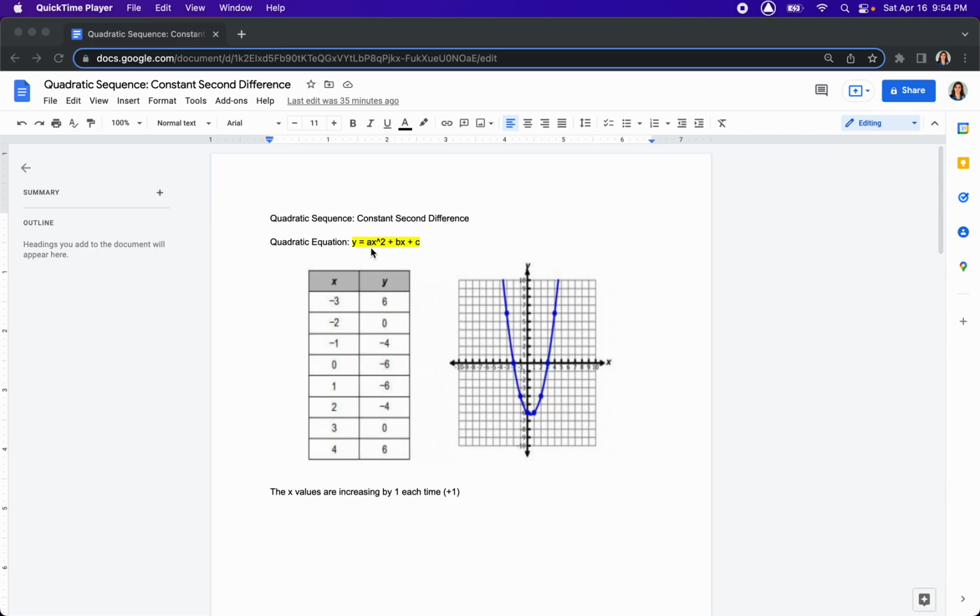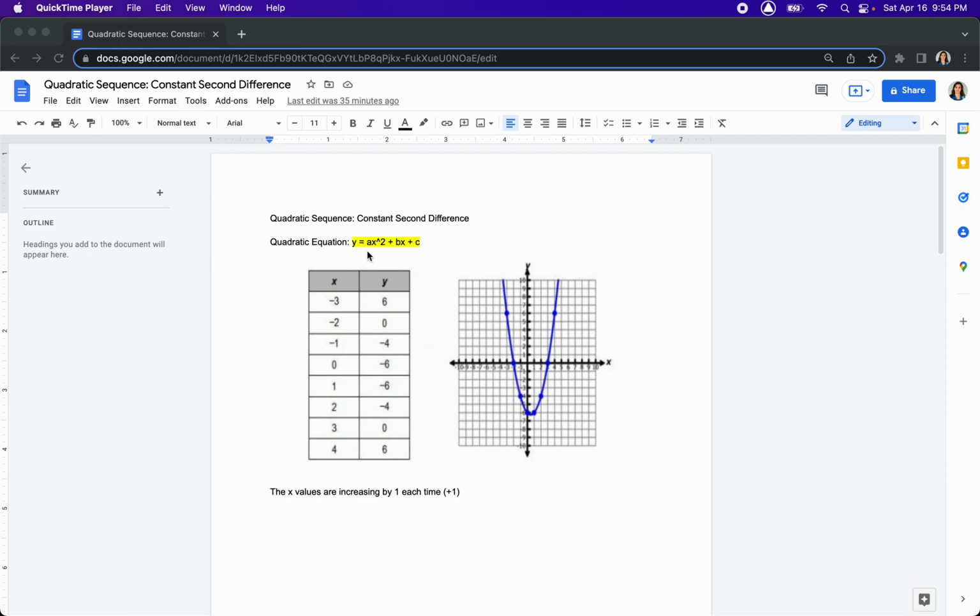An alternative to deriving the coefficients a, b, and c for the quadratic equation. The standard form equation for quadratics is y equals ax squared plus bx plus c. So here's a random quadratic equation. Here's the table for it, and here's the graph.